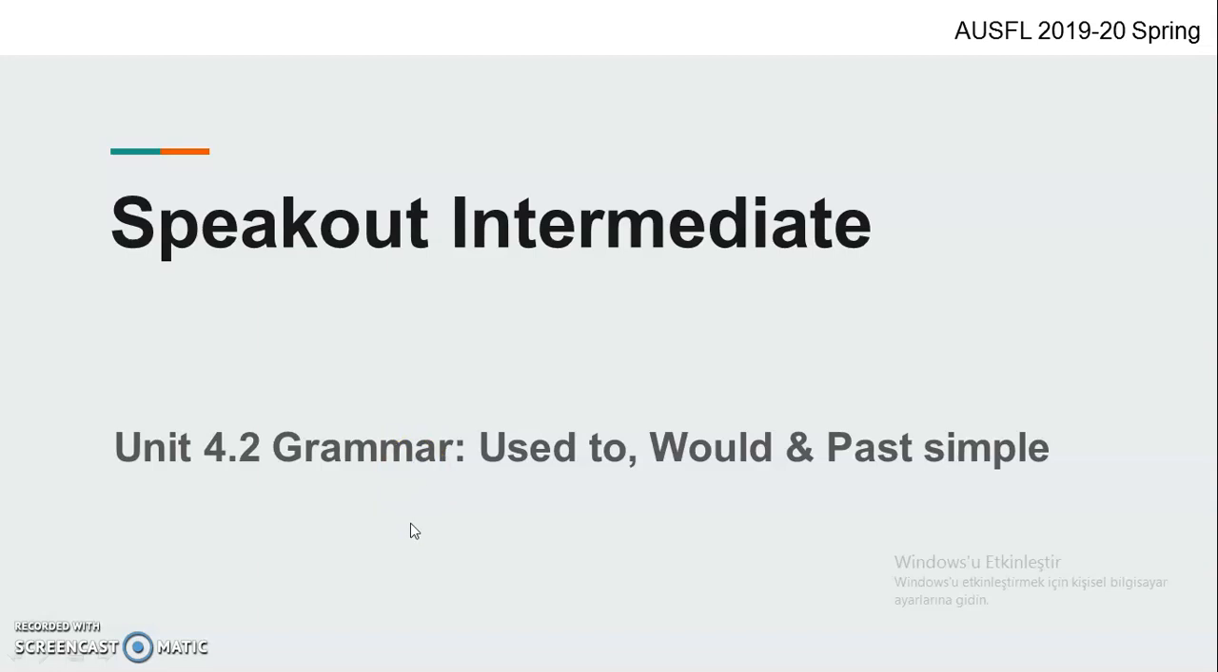Hi everyone. Today we will study used to, would and past simple. You can find this topic in your books, Speak Out Intermediate, Unit 4.2, Grammar section.